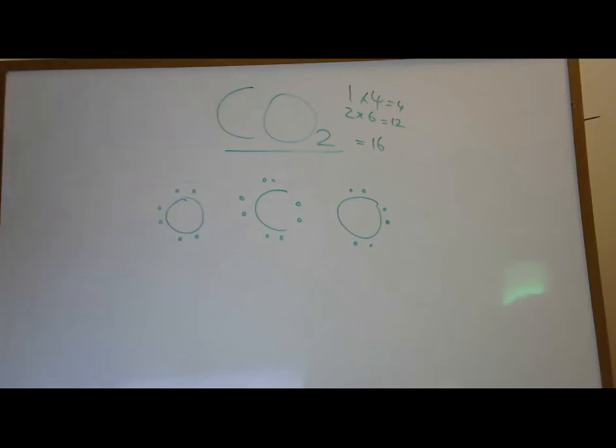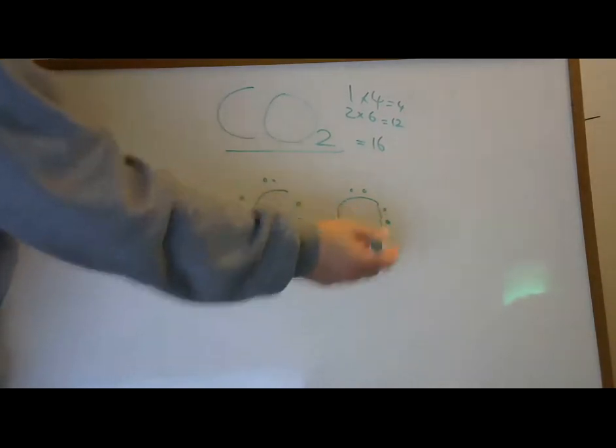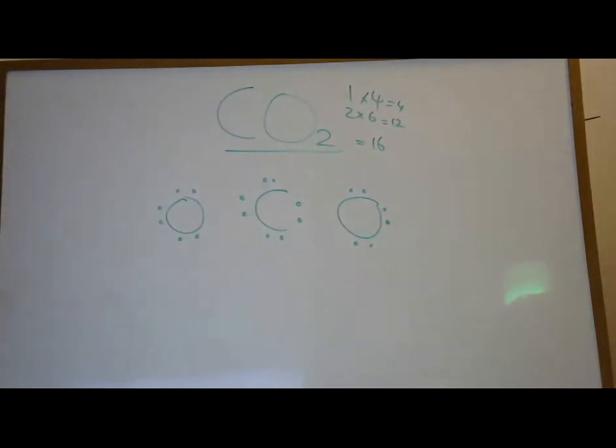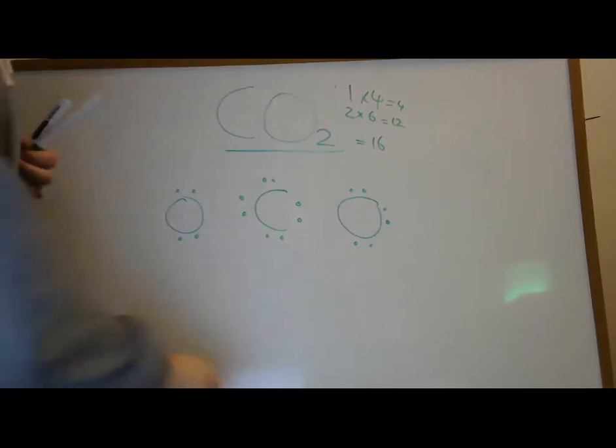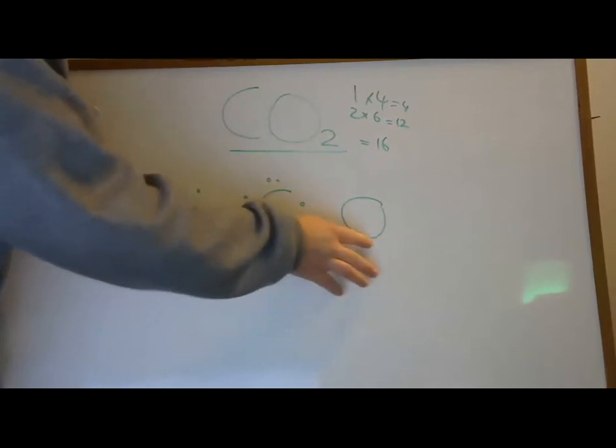Doesn't work, does it? 6, 14, 20. We don't have enough electrons. Now, this is where the concept of double bonds comes into play.